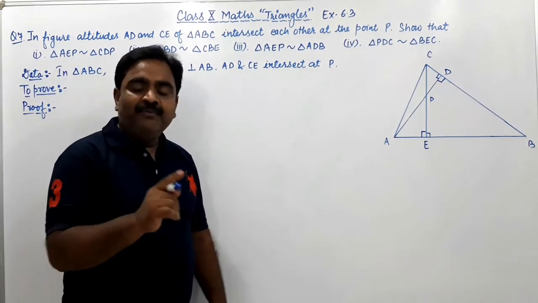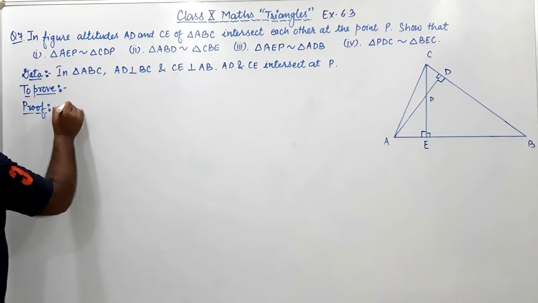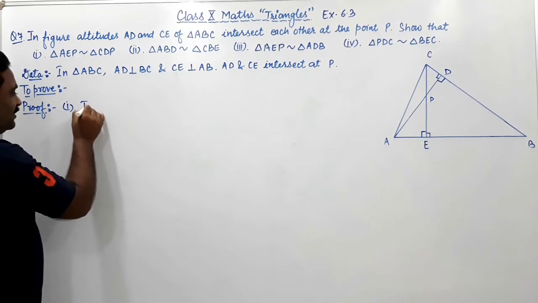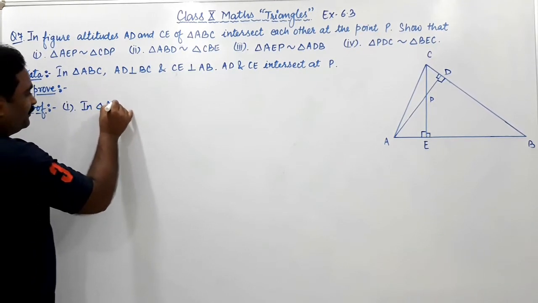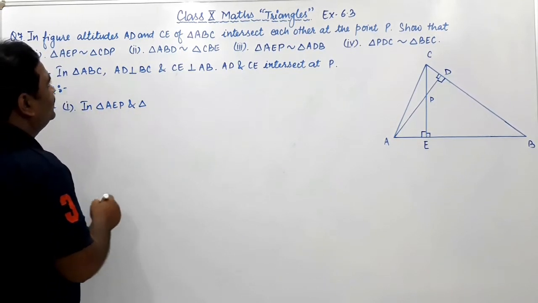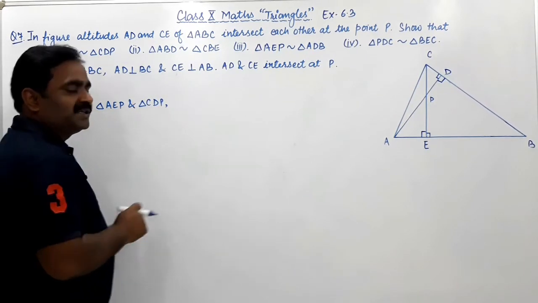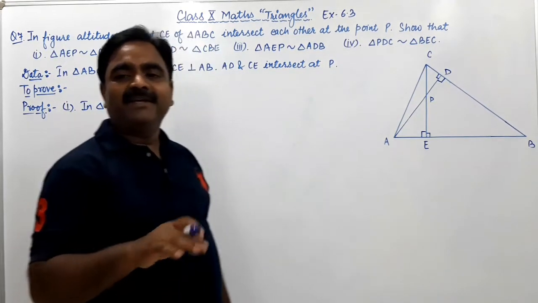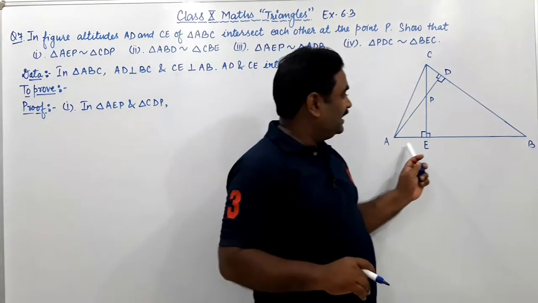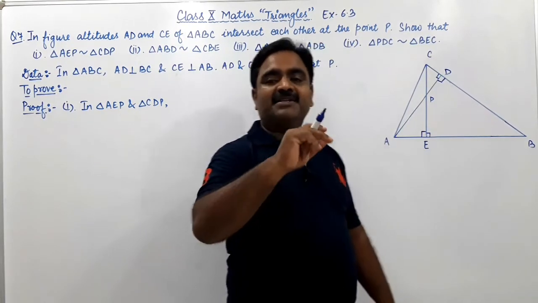In the proof, first I am going to start the first part. First proof, in triangle AEP and triangle CDP, right friends? AEP and CDP, these two triangles we are going to compare. So first of all you have to see AEP means this triangle and CDP means this triangle. So let us compare.